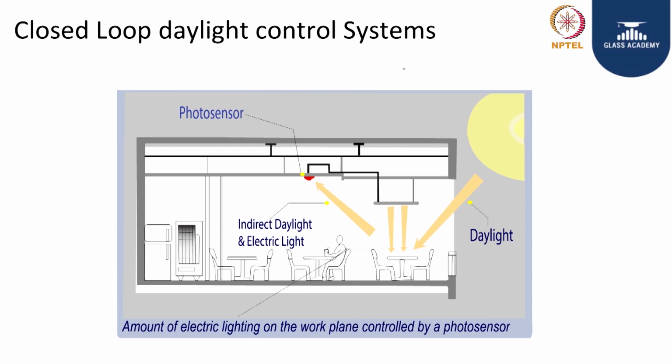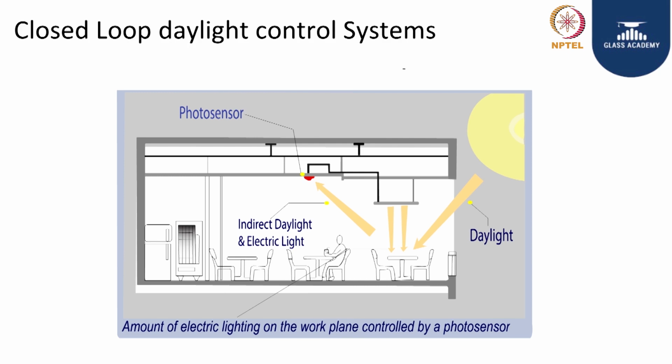And if we are not able to attain the set point even after opening the blind fully, then we will give signal to the artificial light to increase the light output till we attain the desired level. Like this, we can control the daylight coming into the space, and we can also control the artificial light and ensure that we get the right lux levels onto the table.